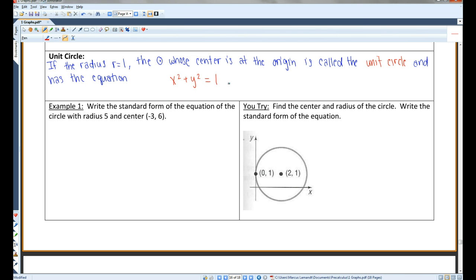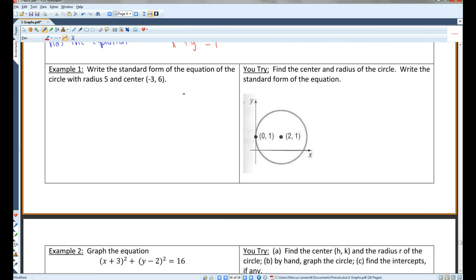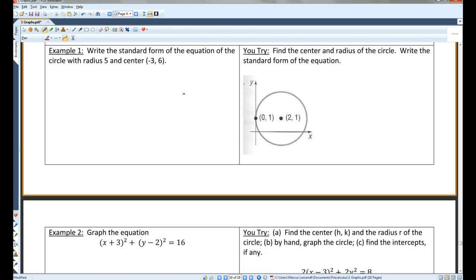So basically, the unit circle is a circle whose center is the origin and has a radius of 1. This circle actually becomes very important when we start learning more about trig functions and such. But for now, that's all you need to know, for this unit anyway.